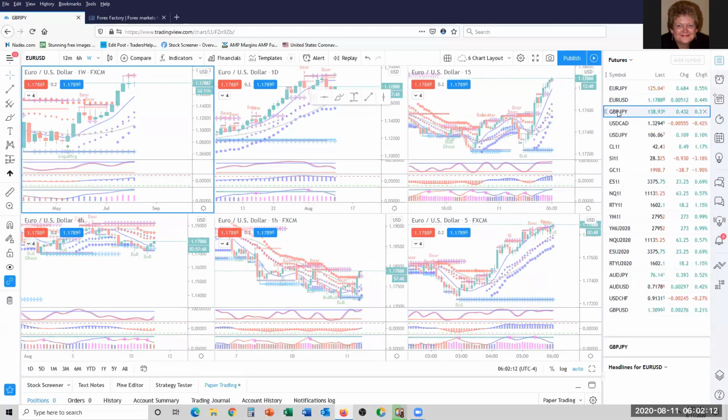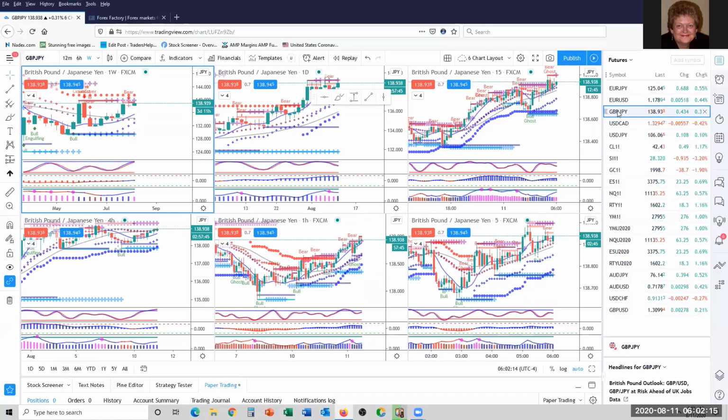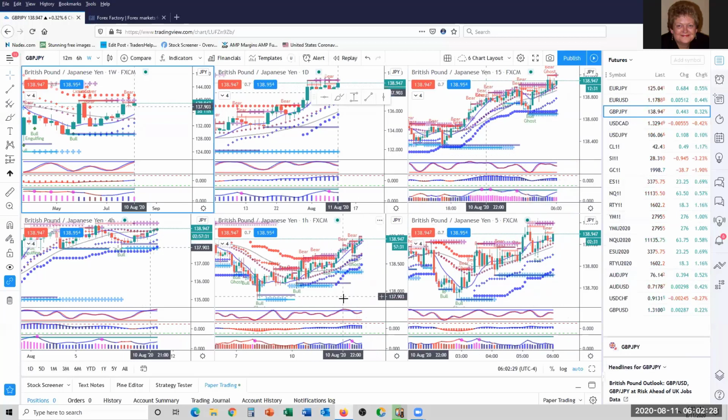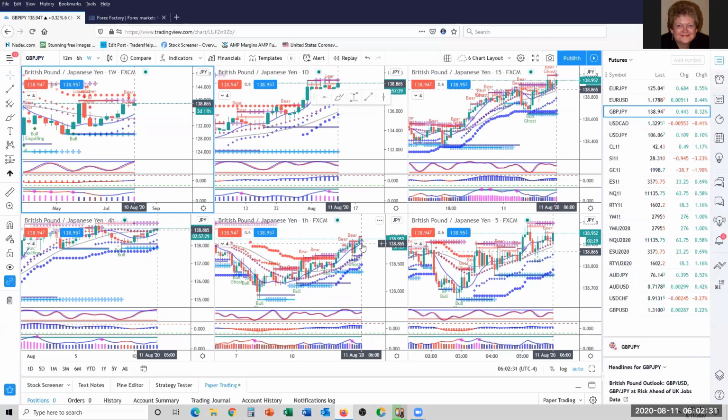On the British pound, not my favorite because it doesn't open until later this morning. And you can also see it's not overextended on these three oscillators. You could potentially have a divergence on the 60 minute that is feeding into the 4 hour chart because you're overextended. I just think it might come up here and test this area before that comes in. So not my favorite one by any stretch.